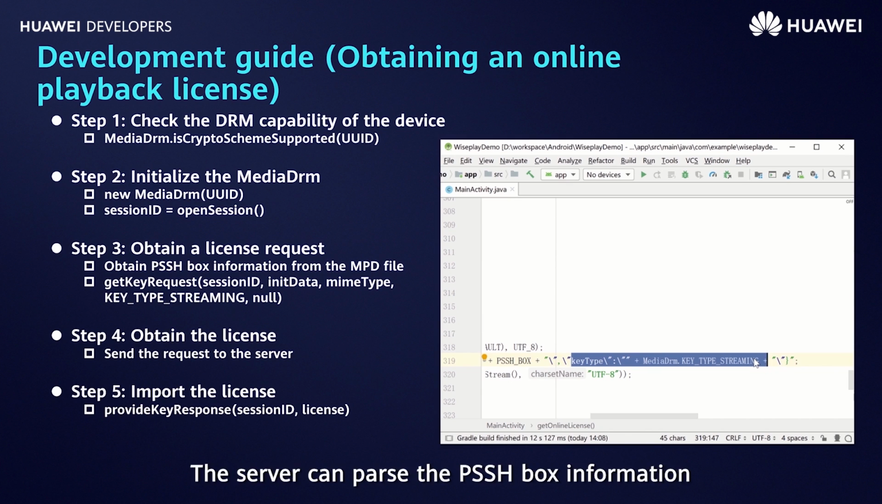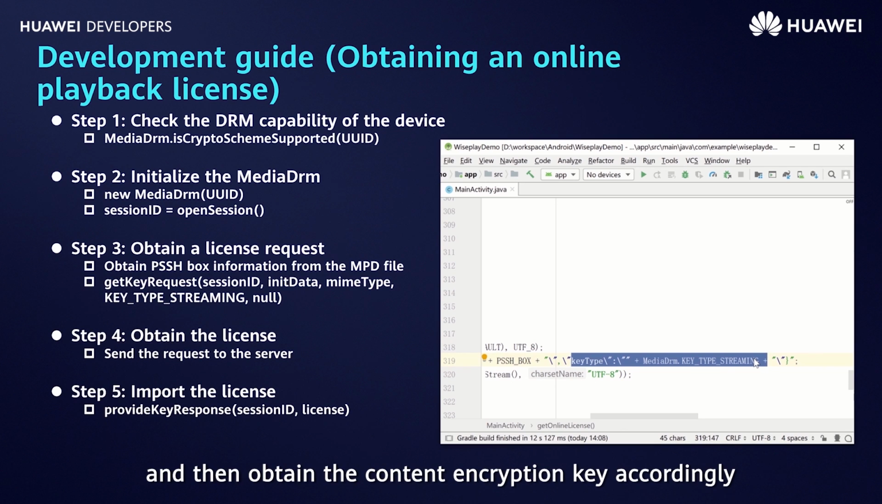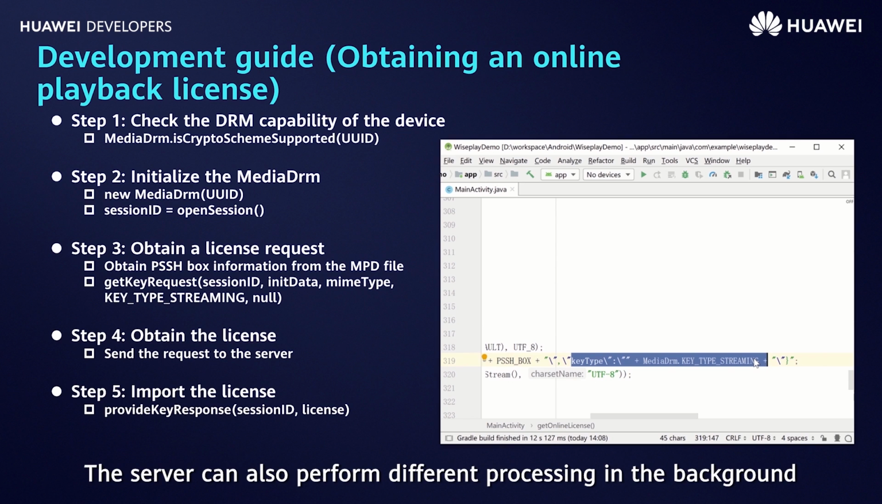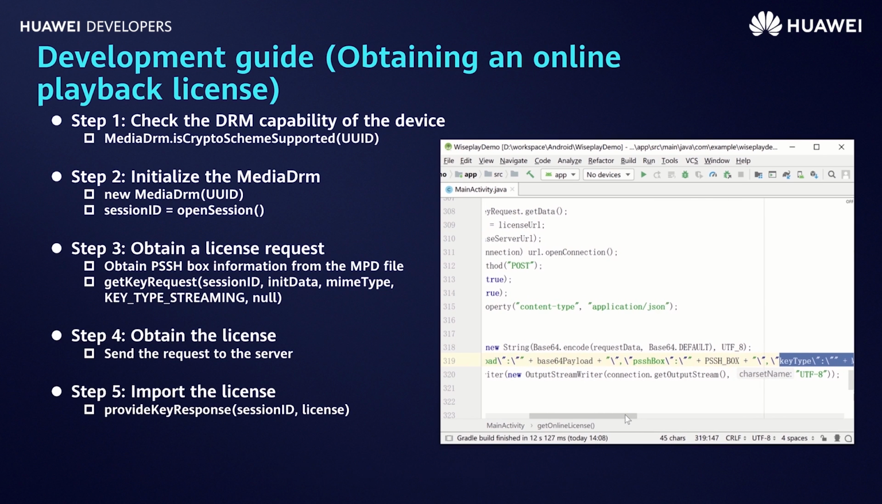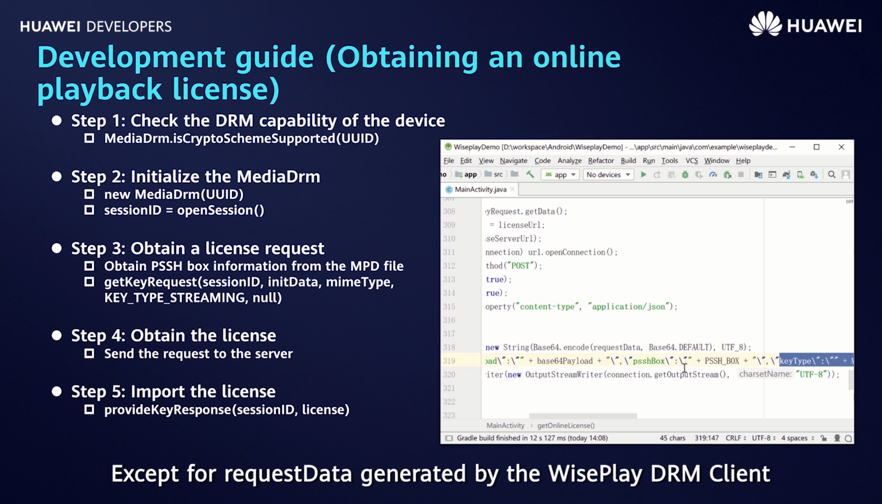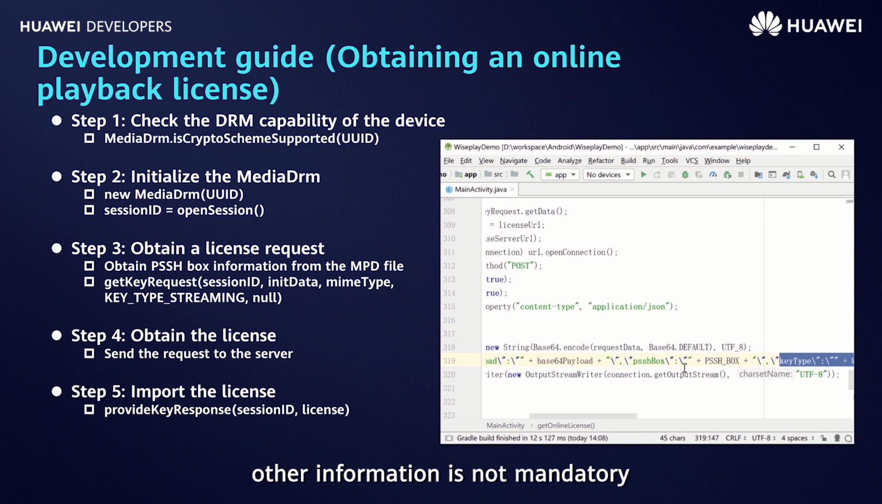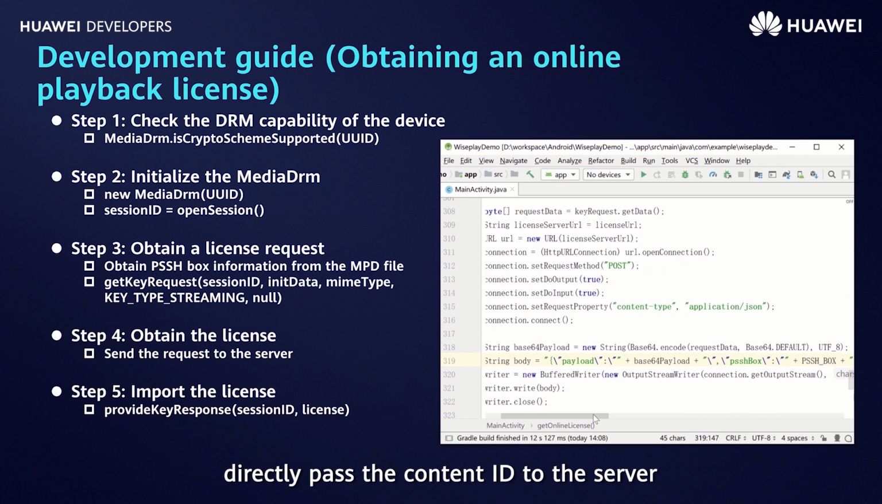The server can parse the PSSH box information to extract the content ID or key ID, and then obtain the content encryption key accordingly. The server can also perform different processing in the background based on the values of key type. One thing to look out for here: except for request data generated by the WisePlay DRM client, other information is not mandatory. You can pass information as you prefer. For example, directly pass the content ID to the server.